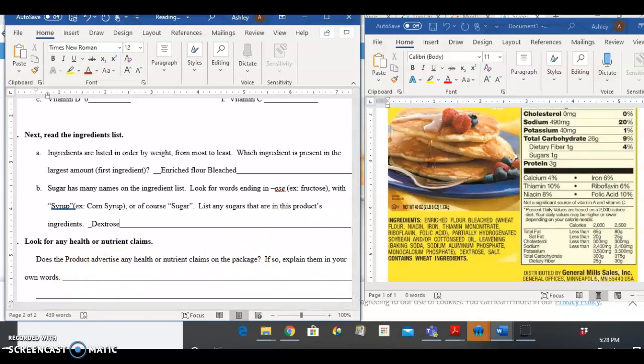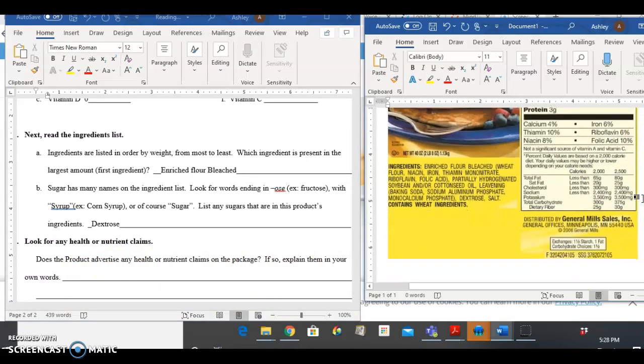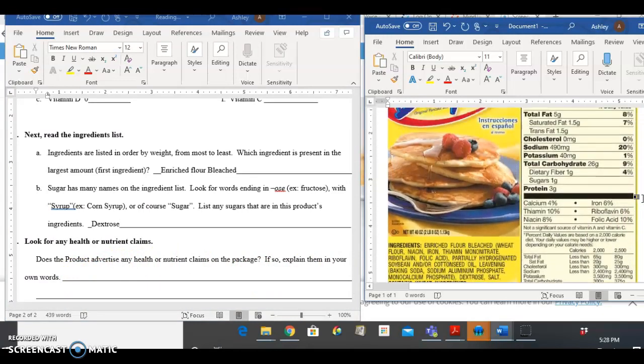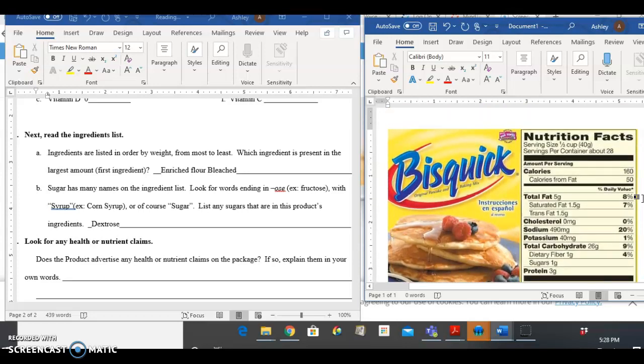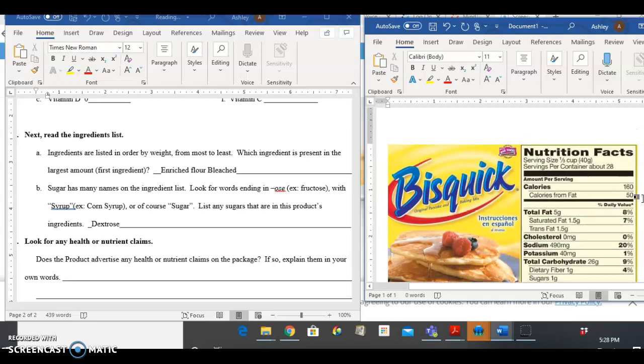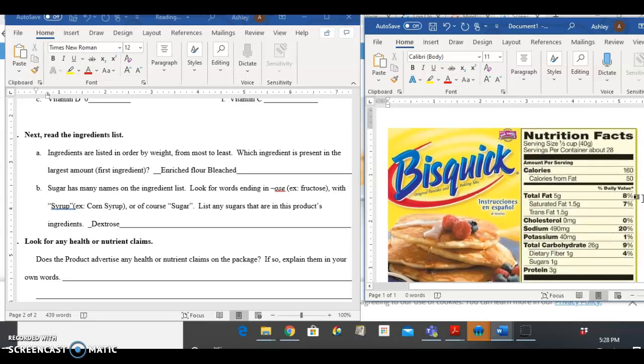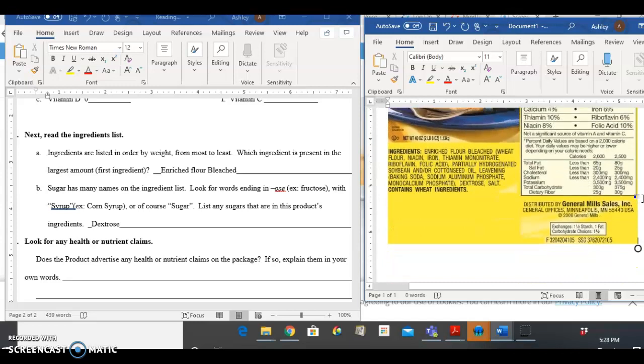All right, and then the last thing you're looking at, just overall, either on the front of the box or the back, do they make any health claims? Are they trying to tell you that this is healthy? That doesn't usually mean that it is healthy, but it might say no gluten, no trans fat, made with whole grains. Those would all be nutritional or health claims.